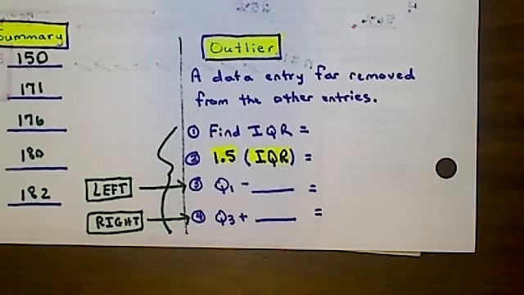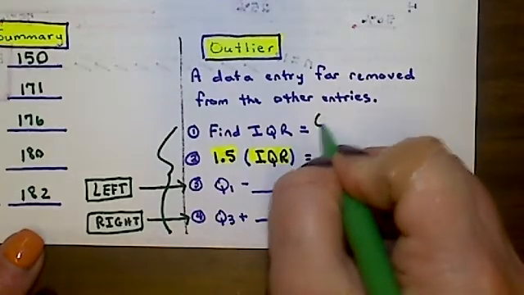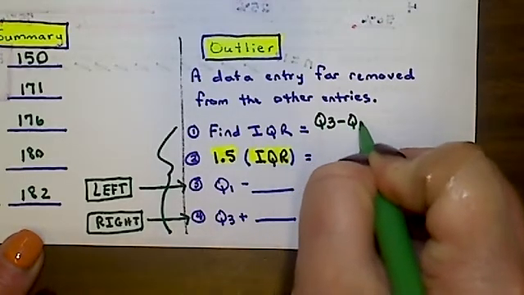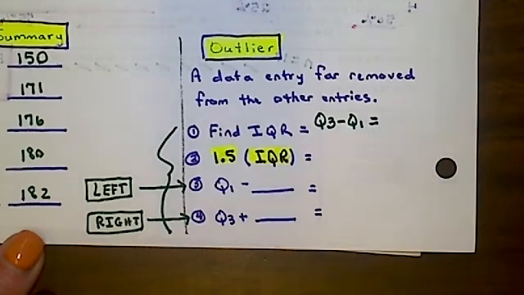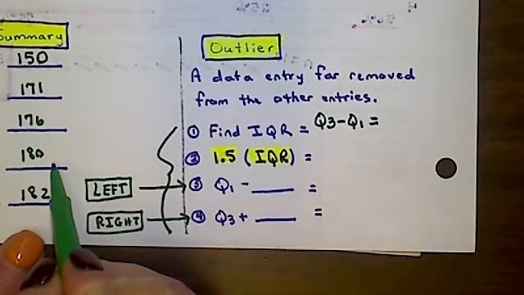Okay, so with our inner quartile range, we're going to take Q3 and minus Q1. So our Q3 was 180.